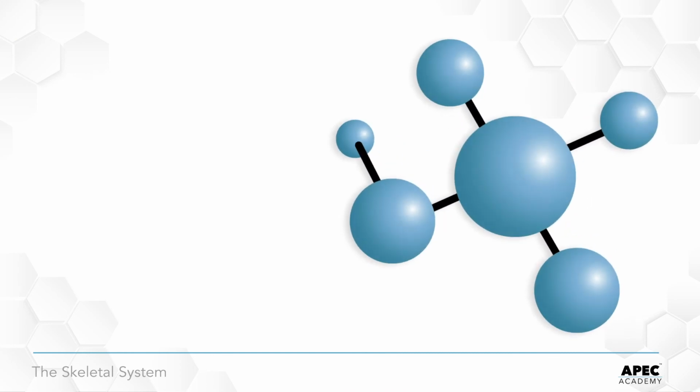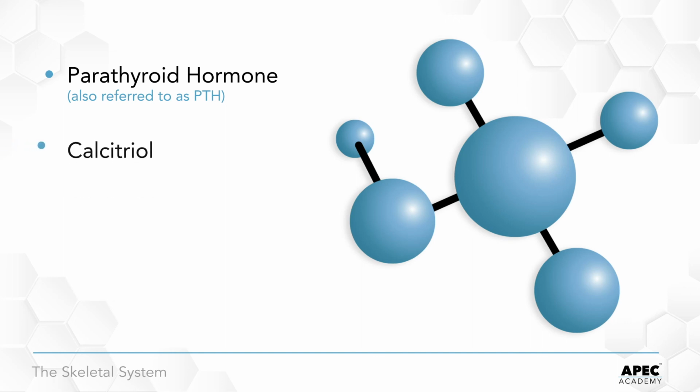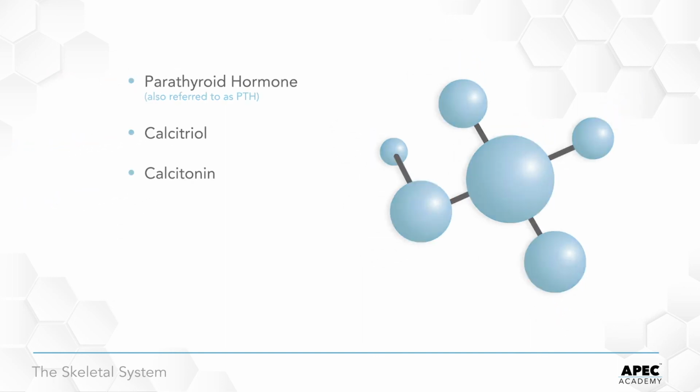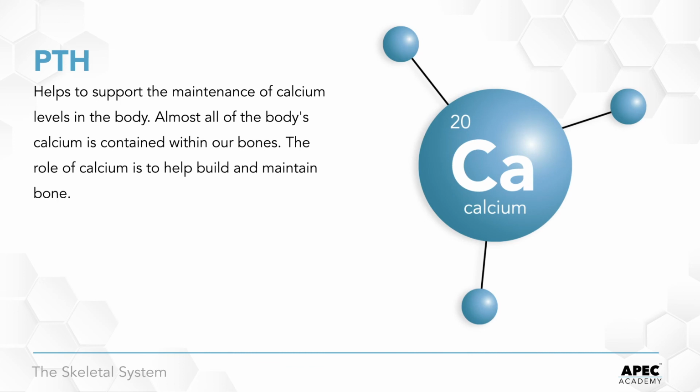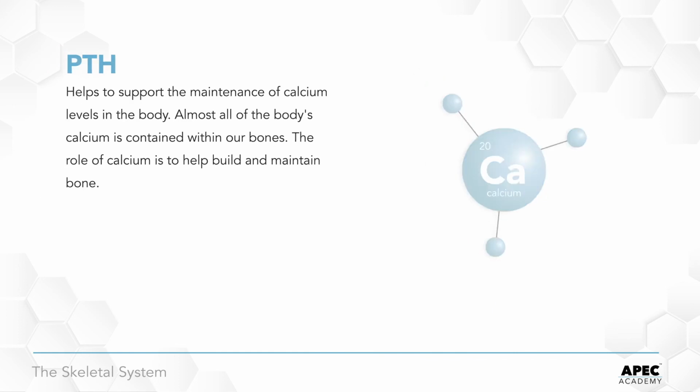As well as exercise contributing to bone density, hormones in the body also play a vital role. These hormones are the parathyroid hormone, also referred to as PTH, calcitriol, and calcitonin. PTH helps to support the maintenance of calcium levels in the body. Almost all the body's calcium is contained within our bones. The role of calcium is to help build and maintain bone.